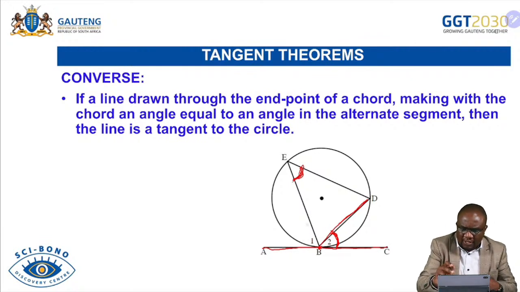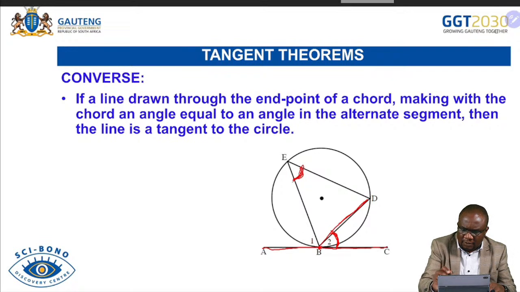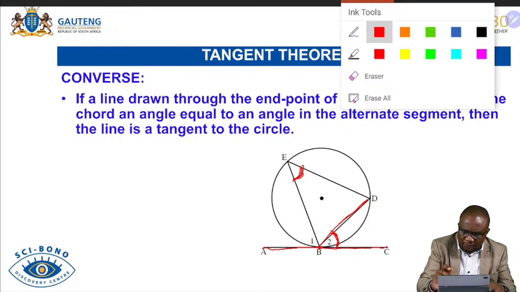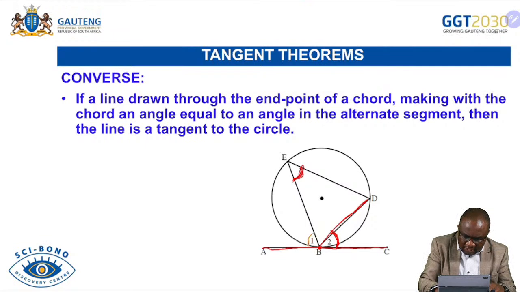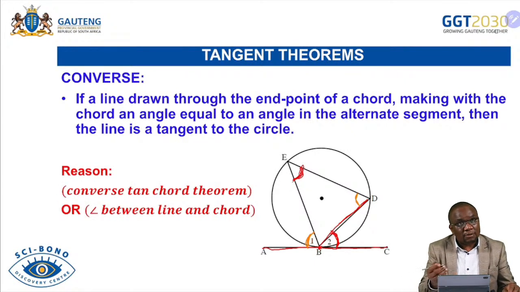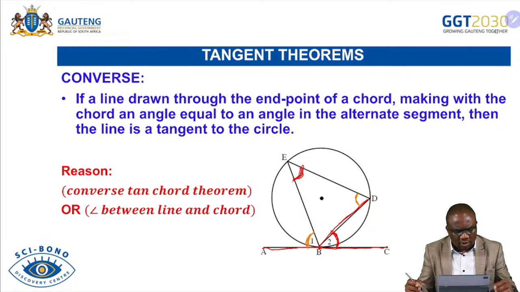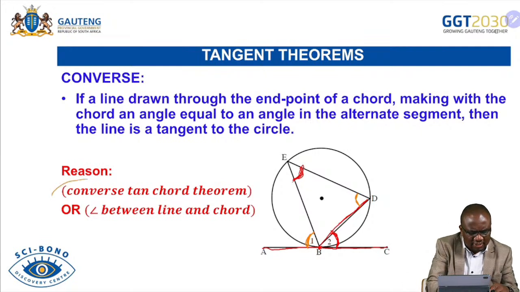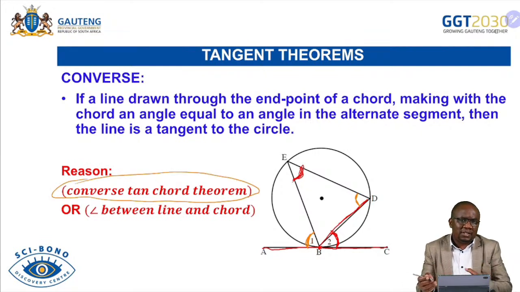Same with this one here. You can even have this side. Let me use a different color. Same with this angle here and this angle here. This angle is equal to this angle. Then the line AC is the tangent. That's the converse of that. So now just write converse of the tan chord theorem, or angle between line and chord. You can write those reasons. I find this one easier because already we know the reason for the theorem, which is tan chord theorem. So the other way around is the converse of tan chord theorem.